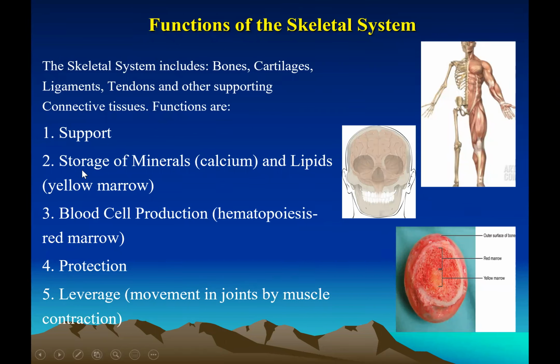Bone is a reservoir of minerals like calcium and phosphates, so it plays a huge role in the homeostasis of minerals. So, main functions are support, storage of minerals, and blood cell production. It's called hematopoiesis. Your RBCs, your WBCs, your platelets are all made in the bone marrow. It is very protective in function, and it brings about movement at the joints. When the muscle contracts, it will bring about movement in a joint.